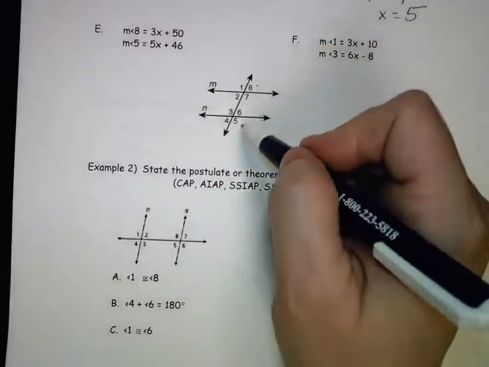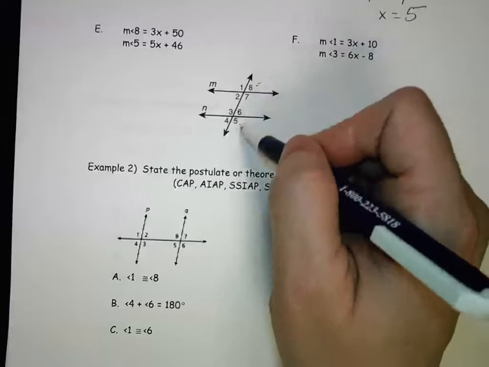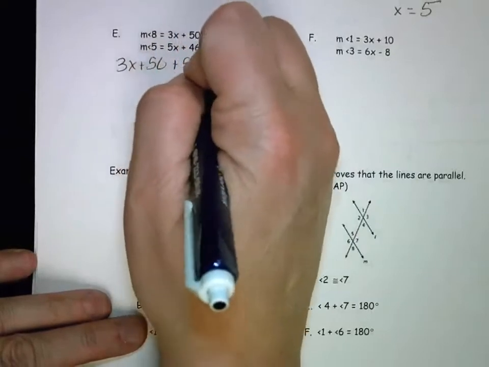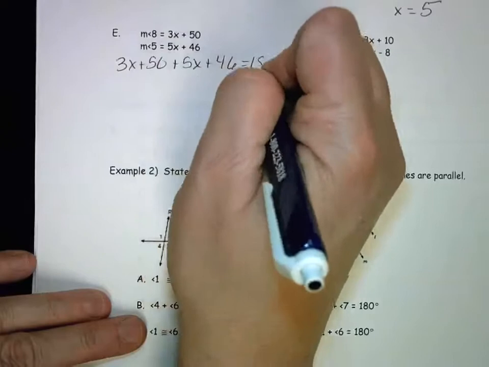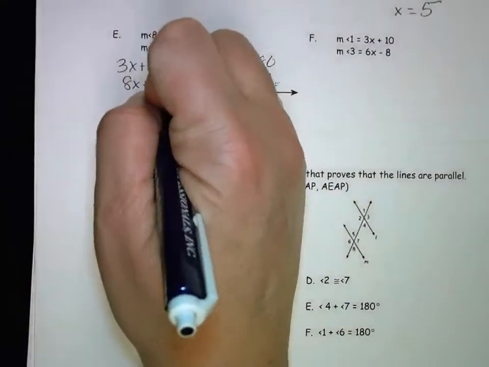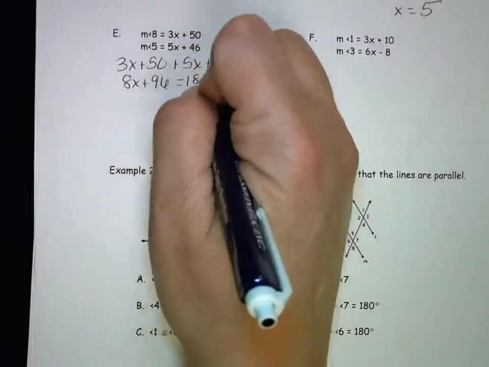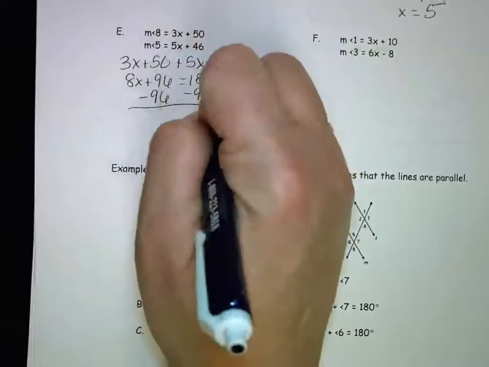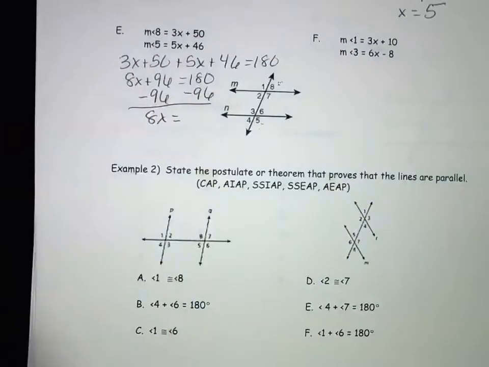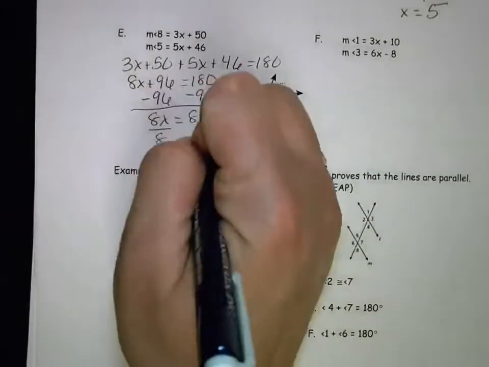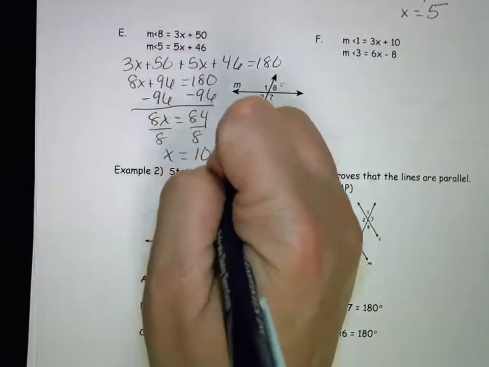Letter E, angle 8 and 5 are same side exterior. So those two things, if you add them together, you get 180, same side exterior angles. So that becomes 8x plus 96 equals 180. From there, you subtract 96 from both sides, and that becomes 8x equals 84. And when you divide both sides by 8, x equals 10.5.